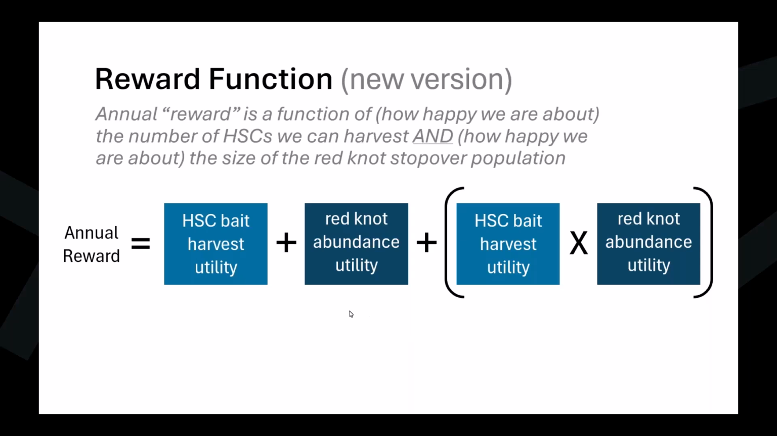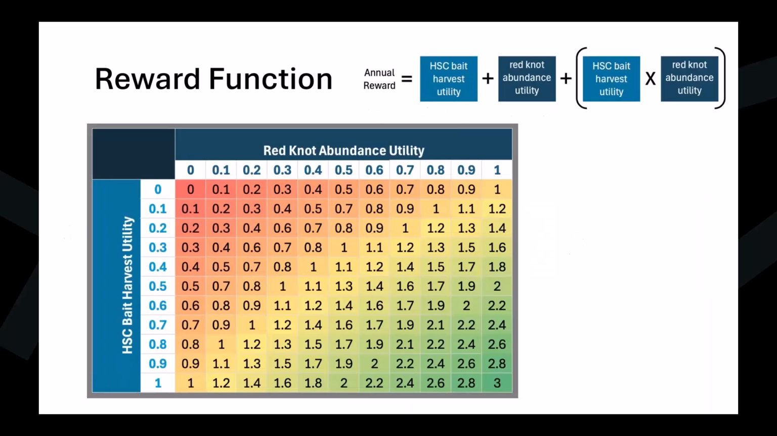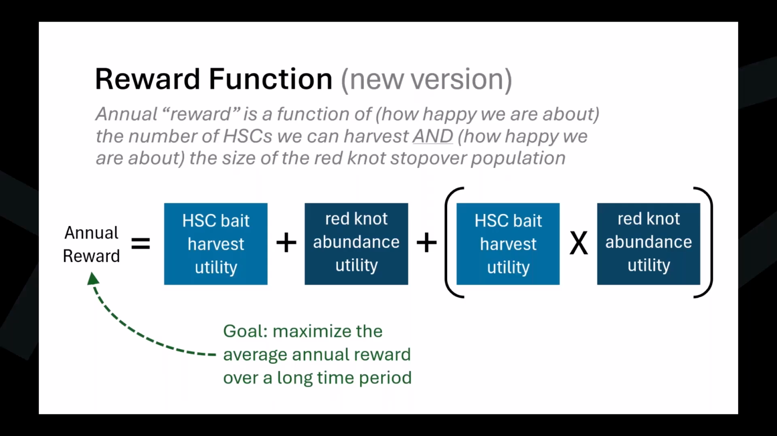And so again, those utilities represent our degree of satisfaction or happiness with particular components of the system, the state of those components at a given time. So I think we'll begin with the red knot. Right. So again, our goal here is to maximize this reward. That's what the whole decision model is focused on doing, and not just from one year to the next, but over a long time period, in this case, 100 years.